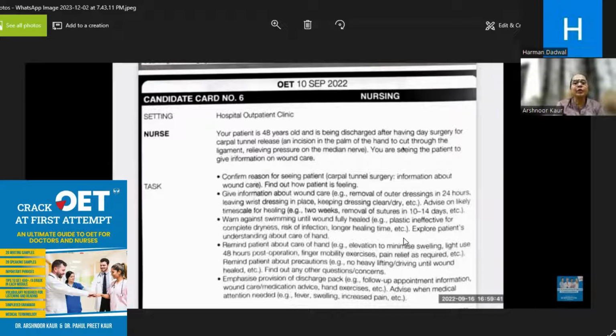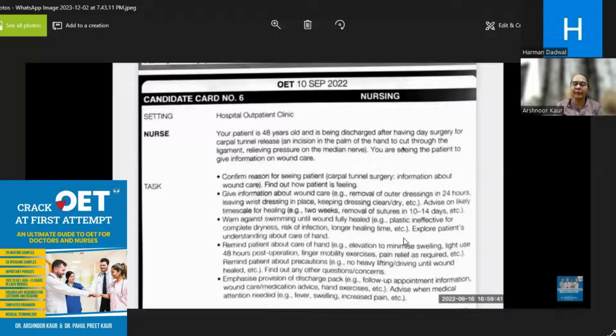Thirdly, there should be finger movements. Finger movements means the mobility of the fingers. This is an exercise which will be told by the nurse for the proper healing of the wound. Pain relief as required, as I've already told that you have to be regular with the medicine. Then remind the patient about the particulars. Example, no heavy lifting, no driving until the wound has healed.